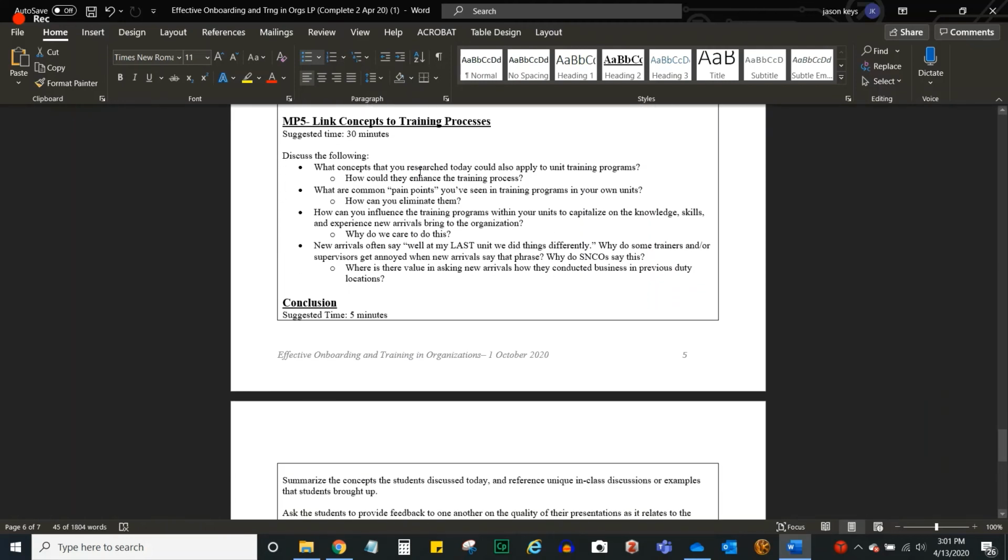So finally, we're going to link it to training processes as well. So we understand that training managers and other people in the units own the training process. So we're not asking them to take on their responsibilities and cross into their lanes. But senior NCOs can exert some influence into how processes are done across the unit, to include training. And so this is just a very quick main point.